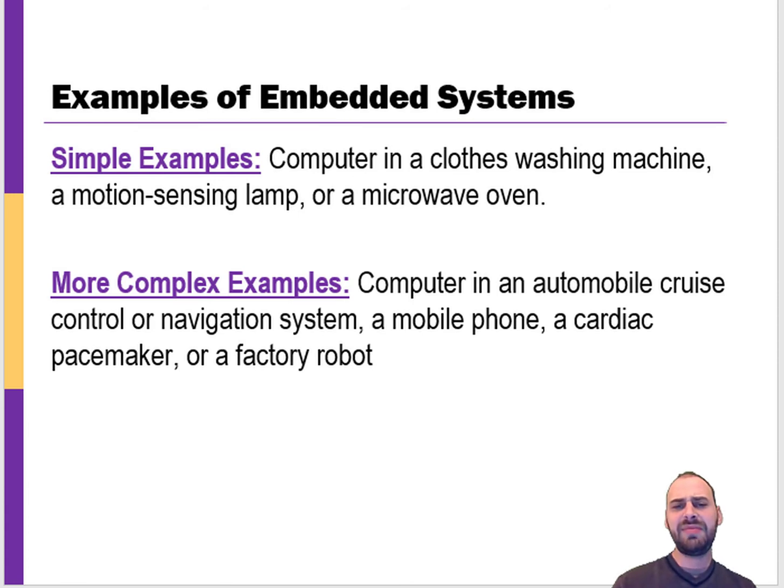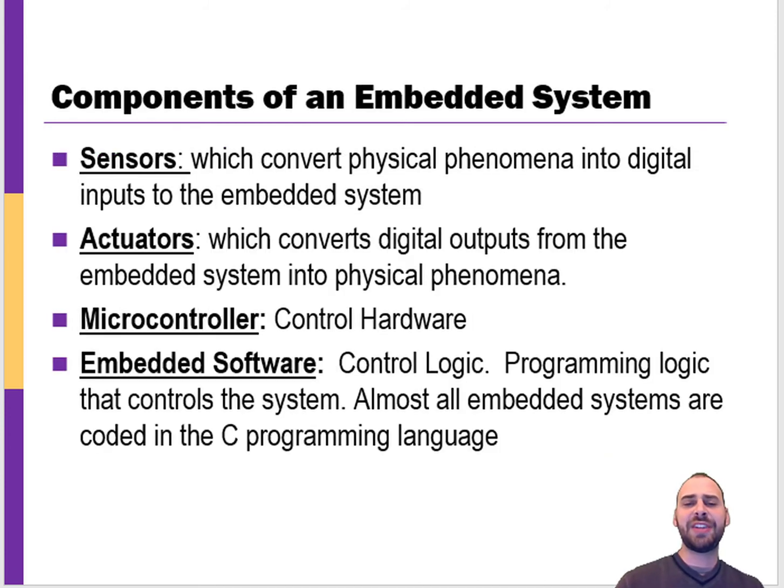Okay, just to summarize, we have everything from simple examples to more complex. Simple examples might be a washing machine, a motion sensing lamp or light, a microwave oven. More complex examples would be your automobile's cruise control or a navigation system, or a mobile phone, which some people would consider an embedded system. I think that's a little bit on the edge between an embedded system and more general purpose. A pacemaker, some sort of robot, right? Maybe more complex.